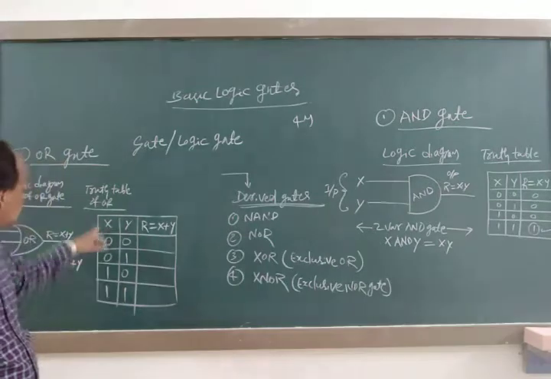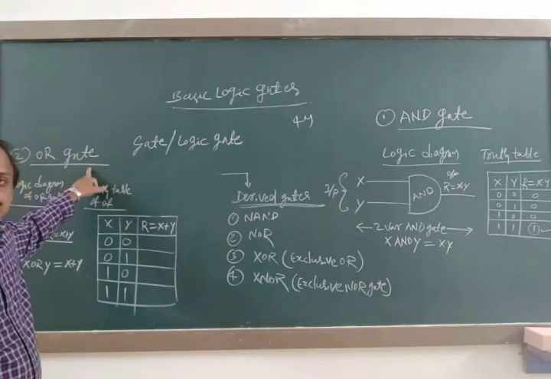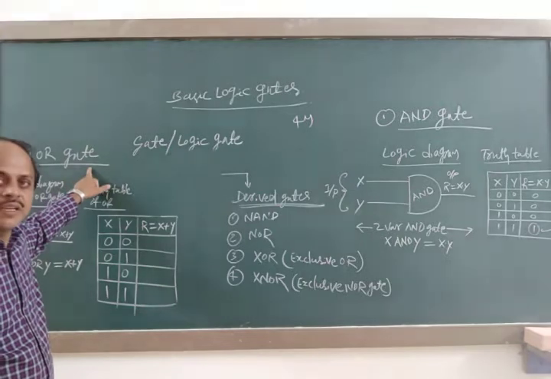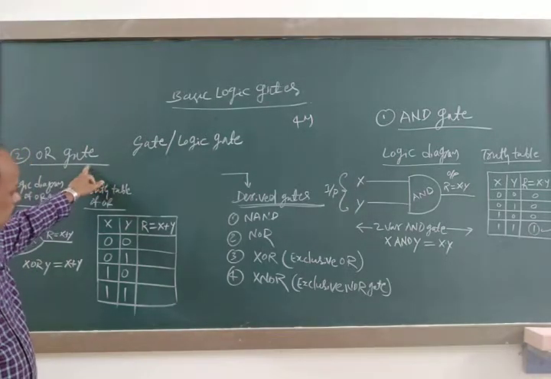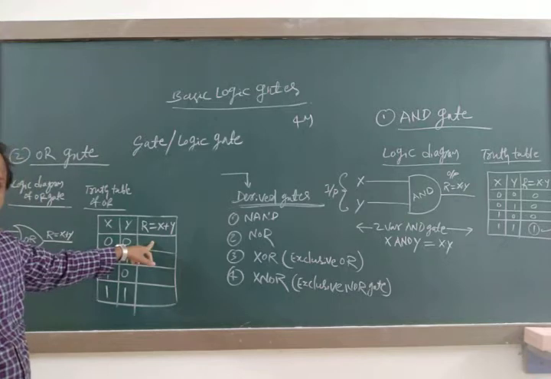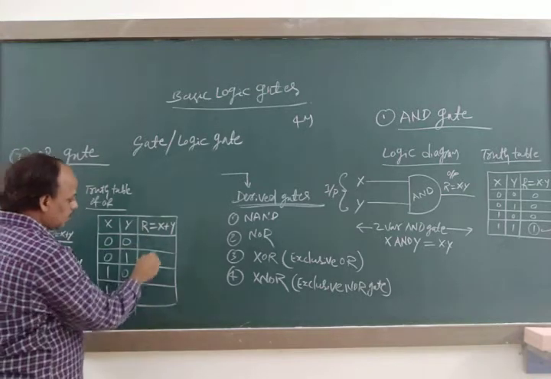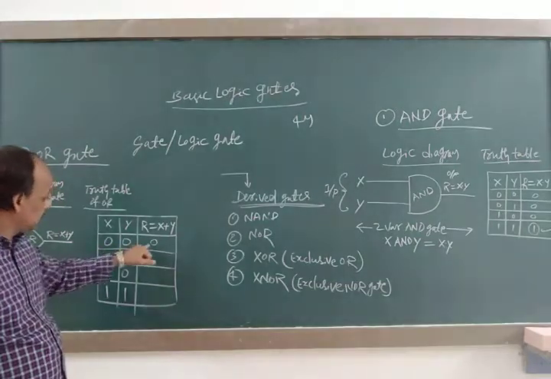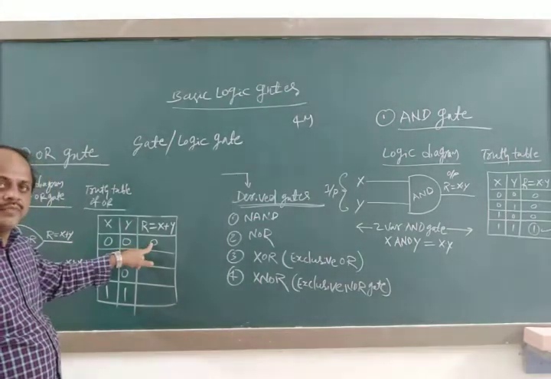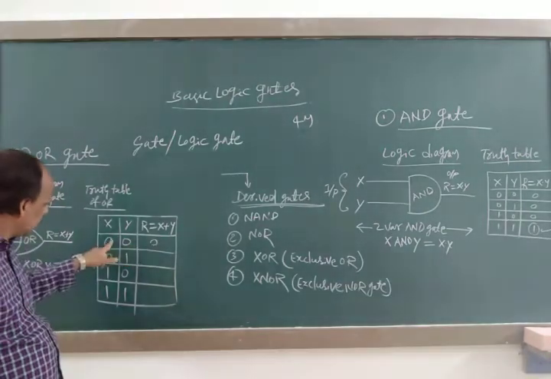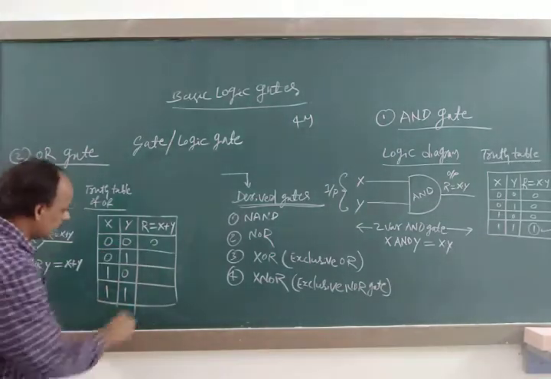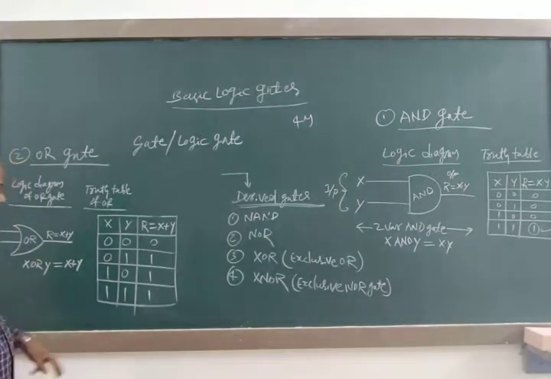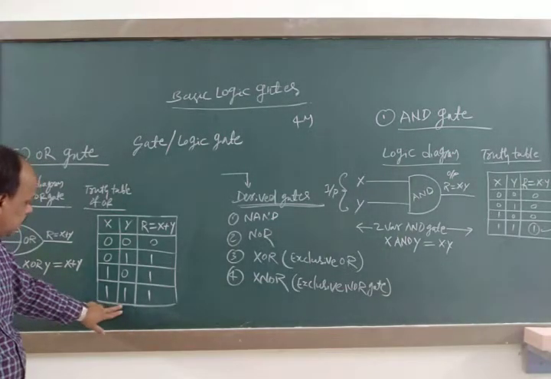So what is the definition of OR gate? OR gate is one of the basic logic gates in which output is 0. Output means R, resultant expression. Output is 0 if and only if both the inputs are 0. In other cases, output is 1. See here, this definition can be verified using the truth table also.